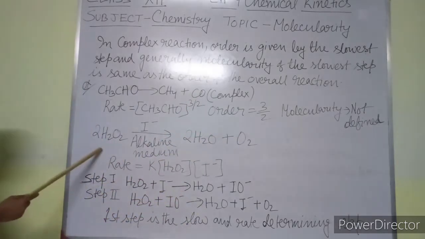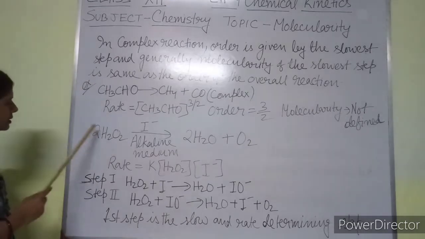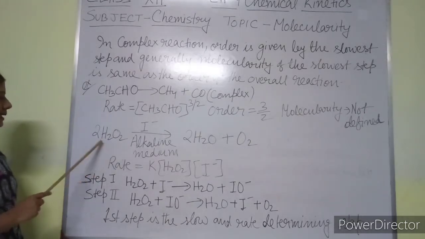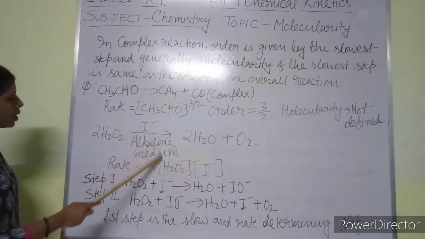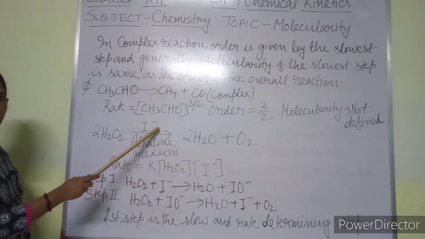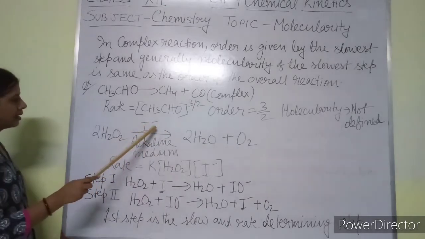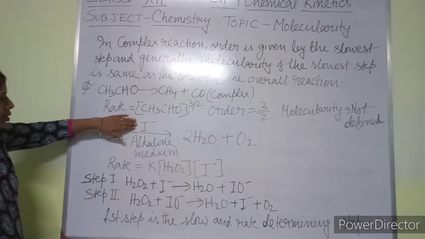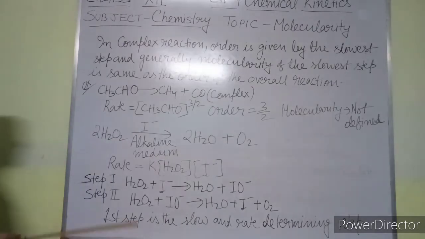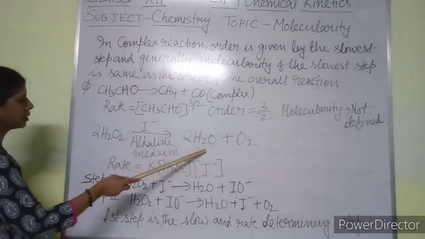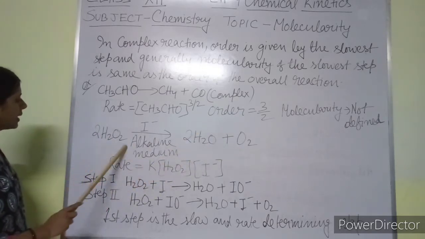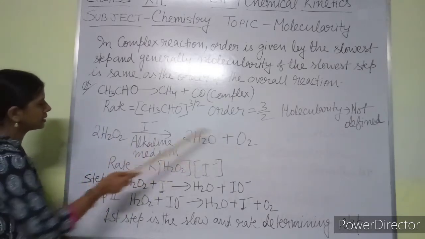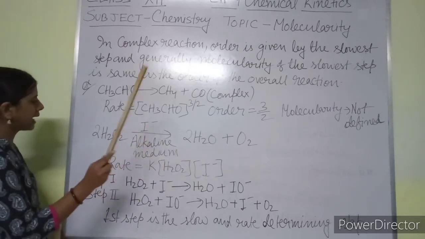Another example I have taken is the dissociation of hydrogen peroxide. H2O2 is hydrogen peroxide. Dissociation of hydrogen peroxide occurs in alkaline medium where I negative is taken as the catalyst. I negative means iodide ion. After the reaction, the products you get are water and oxygen. Iodide is taken as your catalyst.